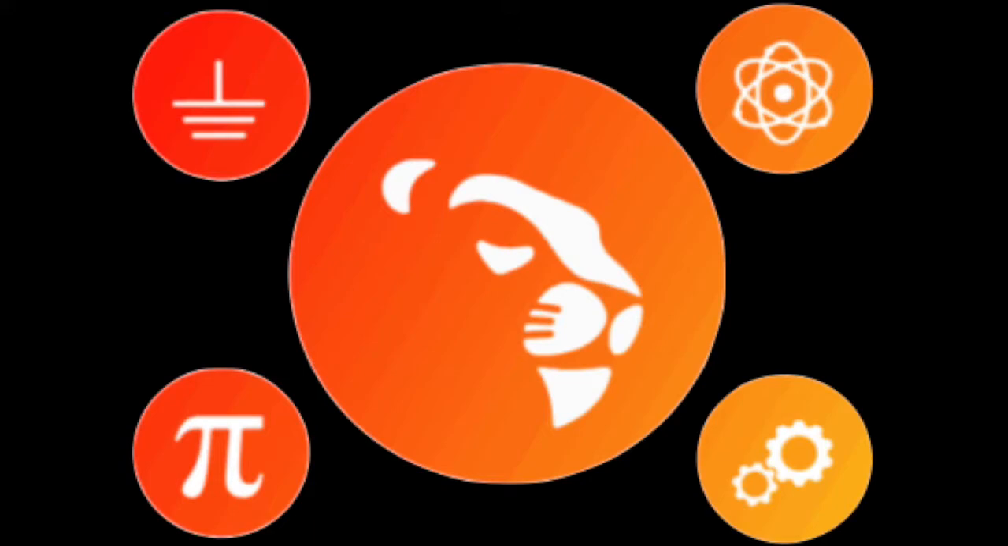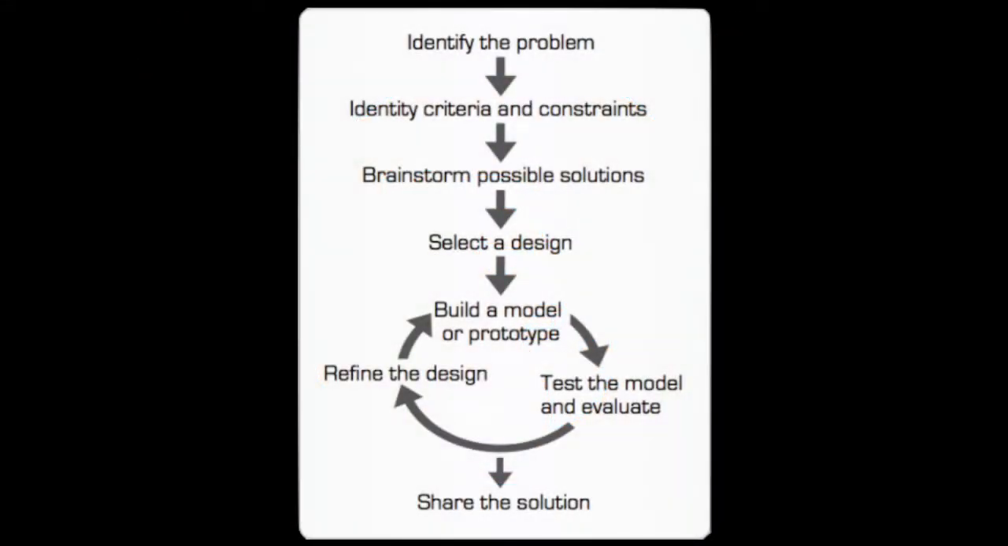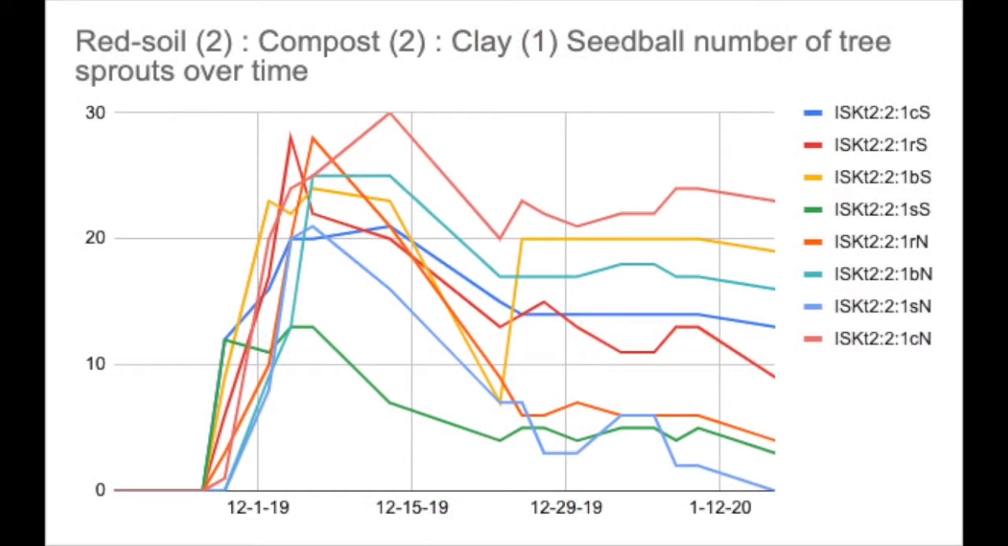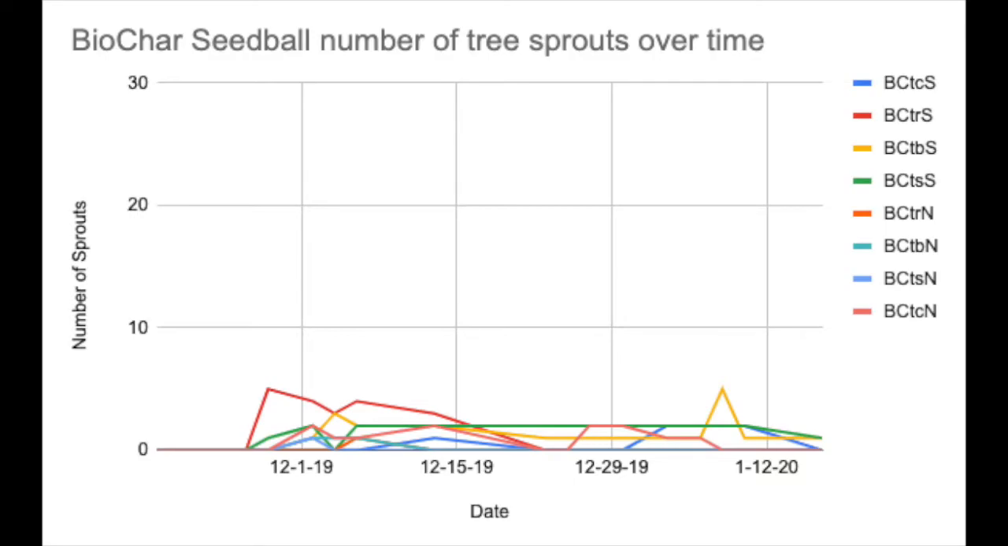Over this project, I have gone through the design cycle. I've identified the problem, identified criteria and constraints, brainstormed possible solutions, selected a design, and then went through the prototype and design phase. In this video, I'll be talking about what I learned, what my failures and achievements were, and what I could have done differently.